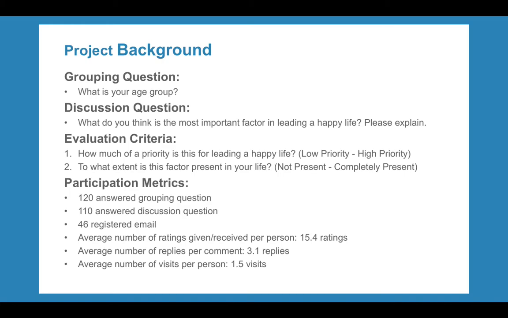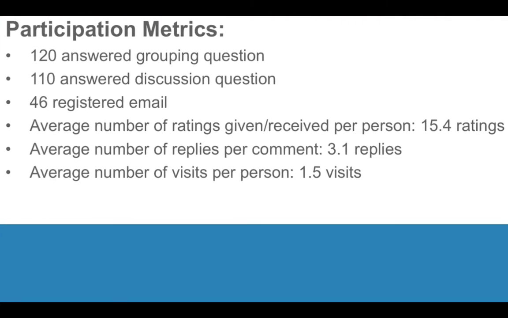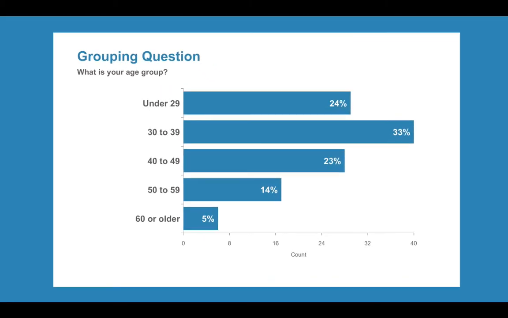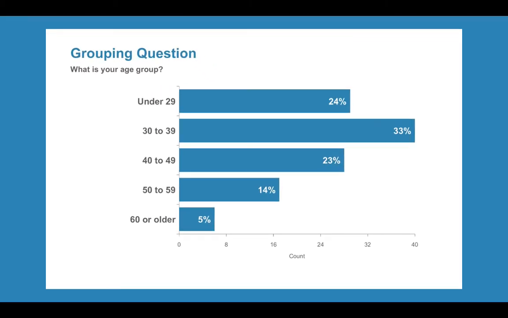So you have project background, which tells you the questions that you've asked. We're also looking at the participation metrics, which are more than just a simple response rate, because obviously we want to know engagement statistics like what's the average number of ratings given or received per person, how many replies have people made, what's the average number of visits that people have made to that particular Crowdoscope. Any survey type questions, split by demographics, that's quite standard stuff.